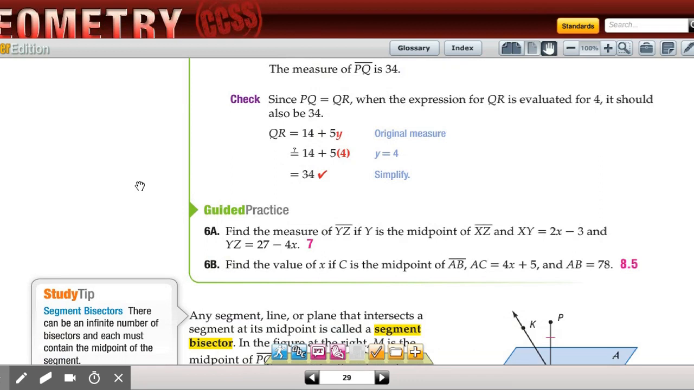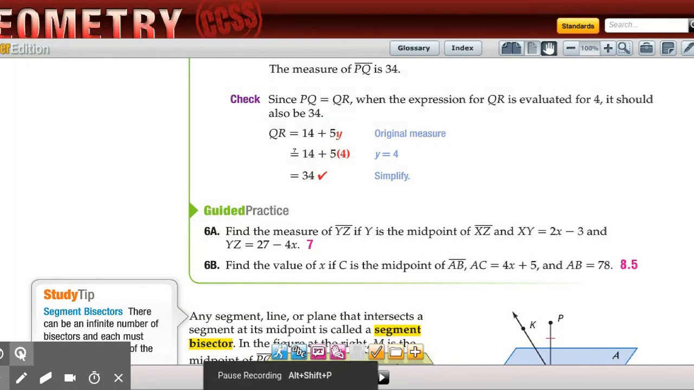And again, down here on these guided practice ones, it's saying Y is the midpoint of XZ, and XY is 2x minus 3, and this one is 27 minus 4x. Set them equal to each other. If you're not sure, it helps me a lot to draw it out. I think that's what I have in the next part of the video, is drawing it out.